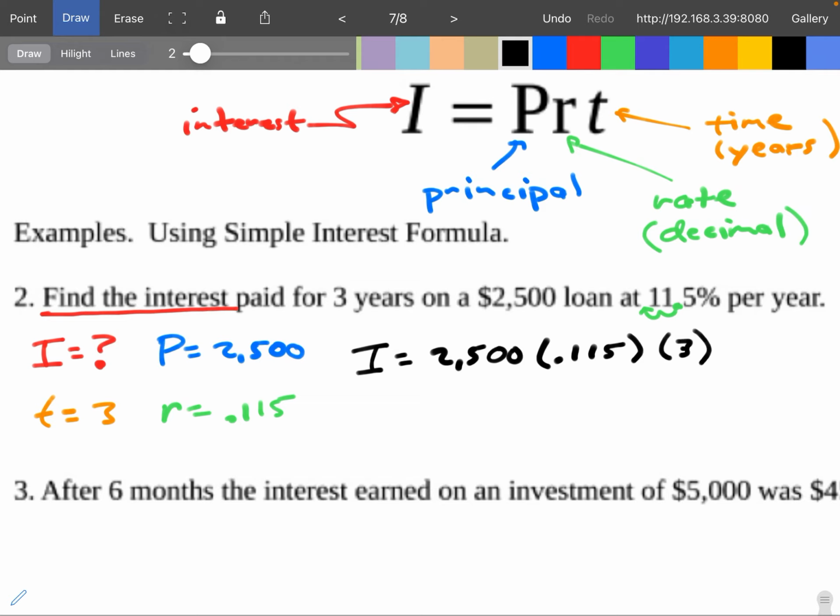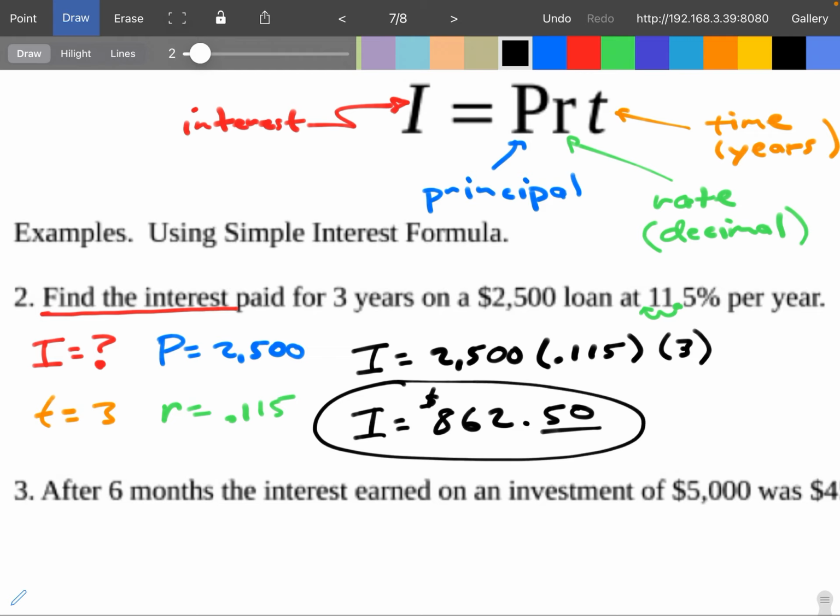My calculator keeps turning off here. So I'll do the 2,500 times 3. That'll give you 7,500, and then times the 0.115. I get 862.5. Now these answers are going to be in dollars and cents, okay? The interest is in dollars and cents. So it's going to be $862.50.